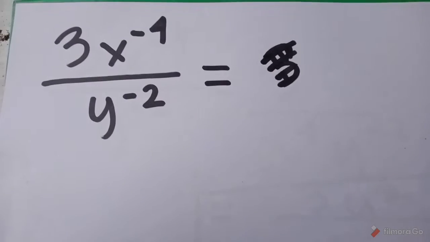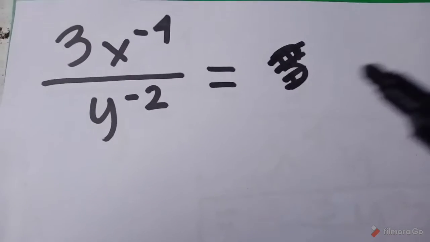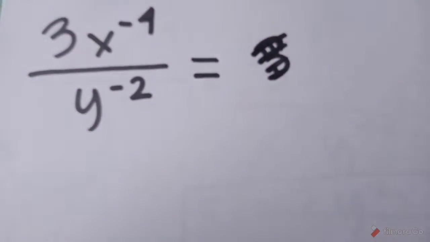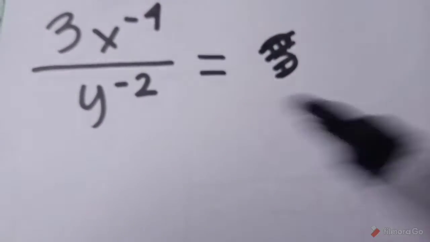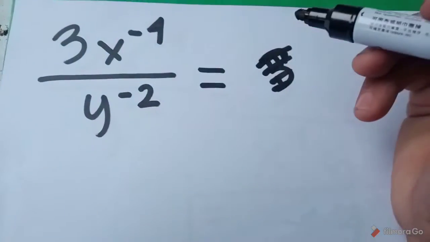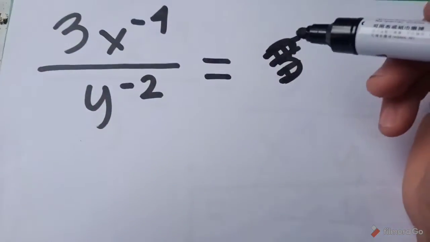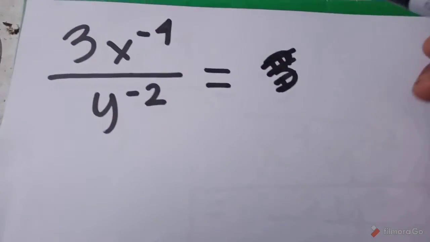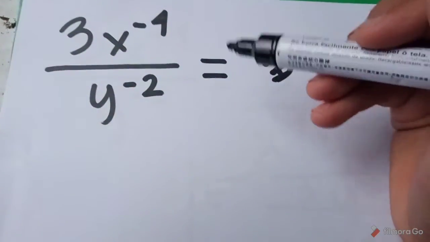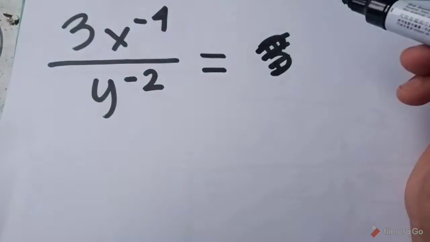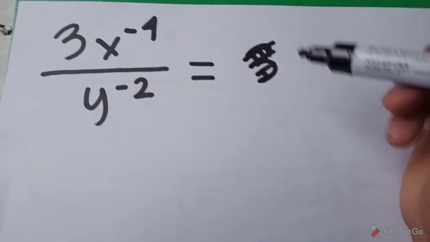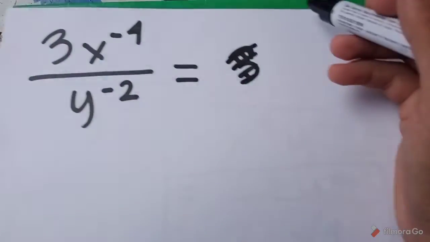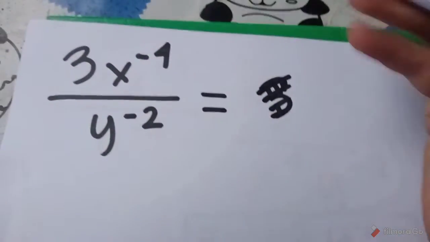Okay, let's apply the negative exponent rule to this equation. 3x to the power of negative 4 over y to the power of negative 2. As you can see, x and y have a negative exponent and it's not in standard form. To make it in standard form, let's move the base with a negative exponent to the opposite side of the fraction and change the exponent to positive. Okay, let's do it step by step.